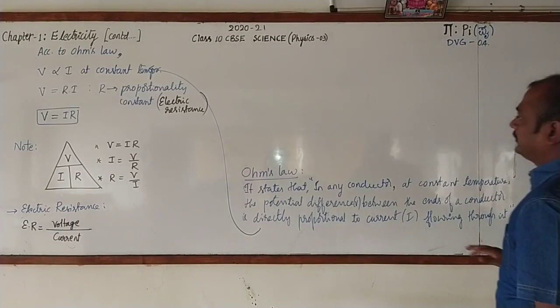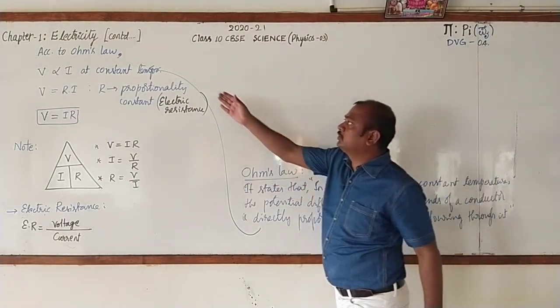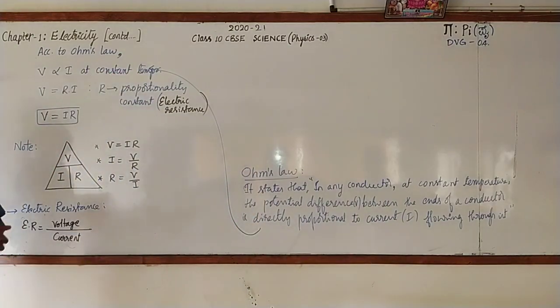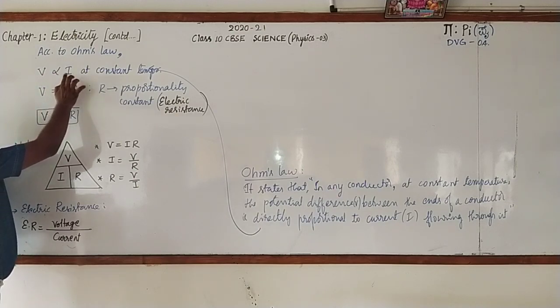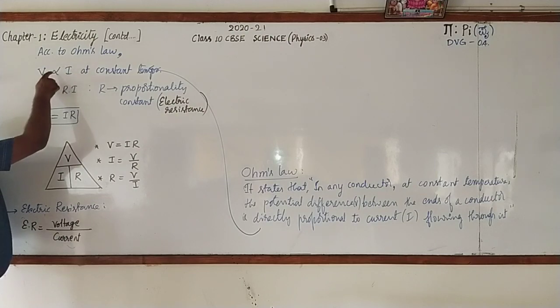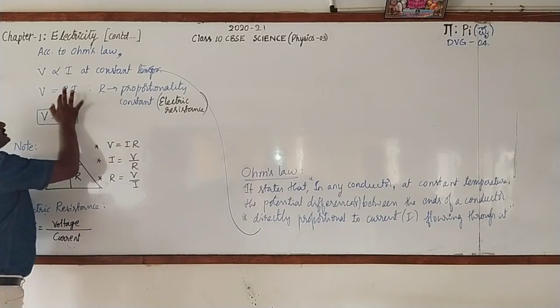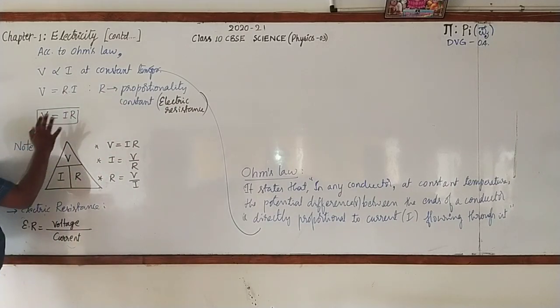Okay, observe. Here I have written Ohm's law. According to that Ohm's law, the mathematical expression is V is directly proportional to I at constant temperature. To remove this proportionality, we have assumed the proportionality constant, that is R. Hence, we can write V equal to I into R. So this is the formula used to find out voltage when you know current and electric resistance.